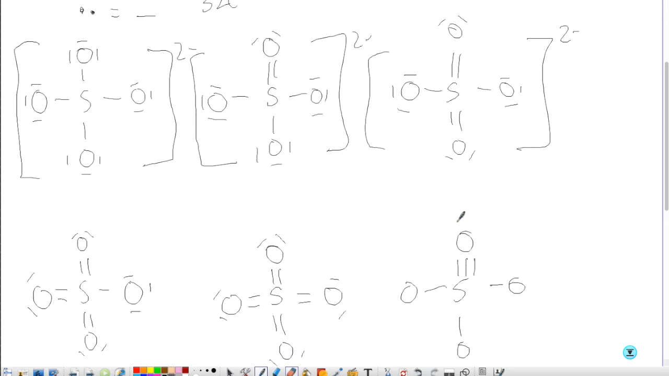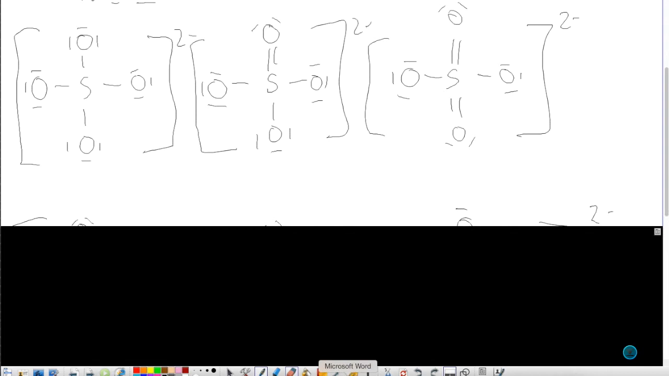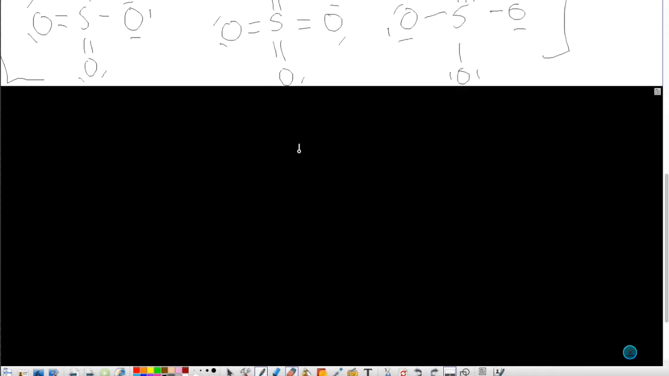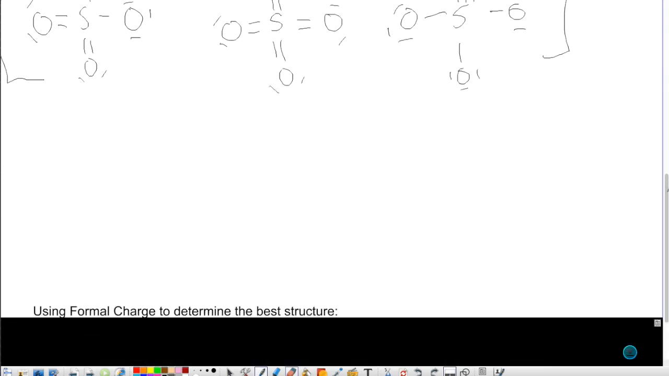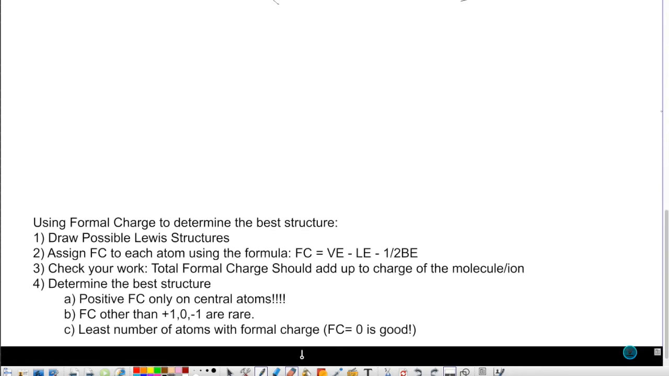And for the second row, I'm just going to put a 2 minus around the whole thing just to make it true. So the question then becomes, how do you differentiate a good structure from a bad structure? We're going to use something called formal charge. And formal charge isn't really in your textbook, all right? So here are the steps, and I'll include this for your viewing pleasure somewhere else.